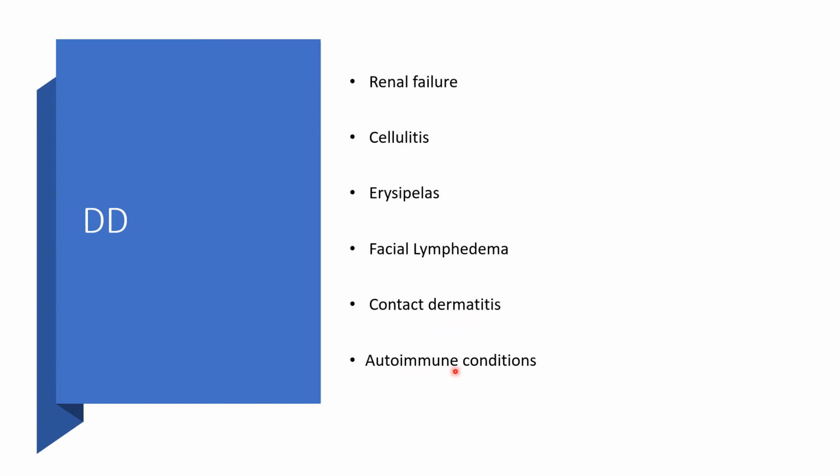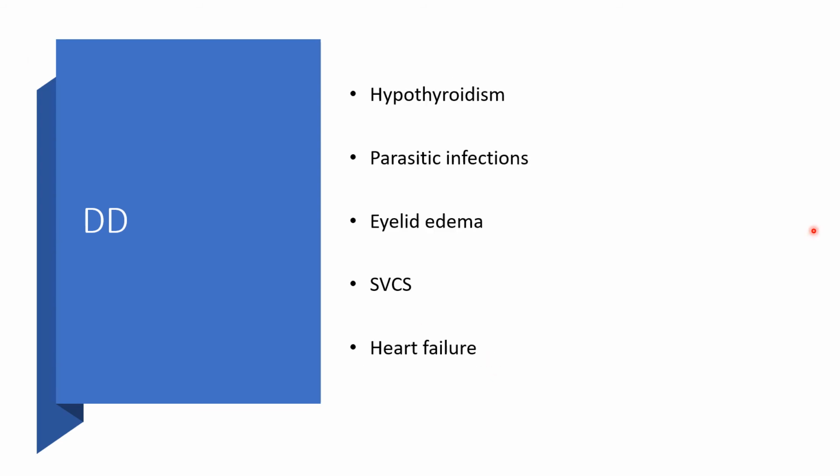We may be dealing with autoimmune conditions, particularly in acquired angioedema, right? Might be hypothyroidism, with an enlarged tongue. It might not be angioedema at all; it might be parasitic infections, eyelid edema, because the eyelids are swollen, or superior vena cava syndrome. Check my channel for that. I have a separate full presentation on that. Could be heart failure.